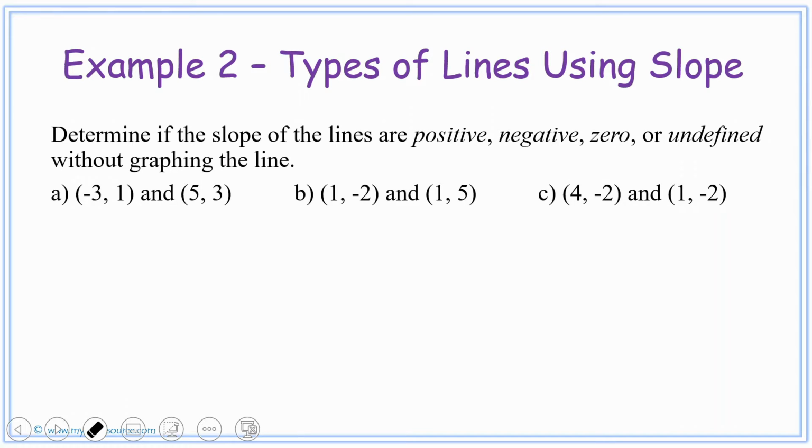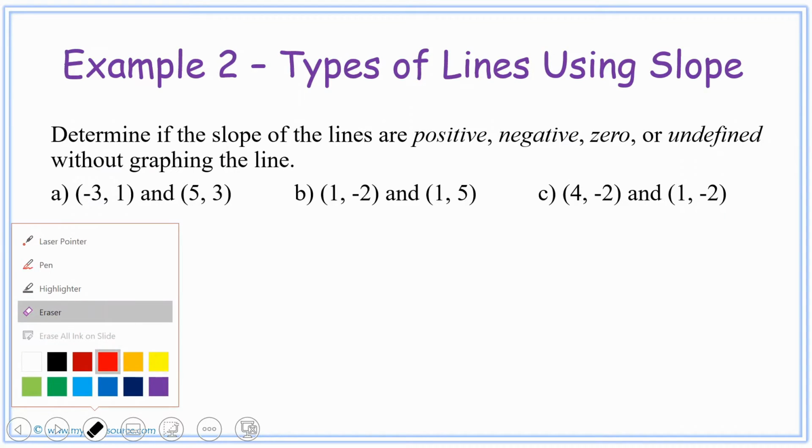All right, so let's go ahead and see what that will look like in a more realistic scenario where we're actually finding the points on a line. Let's determine if the slope of the lines are positive, negative, zero, or undefined without graphing the line. So for A, we have the points negative 3, 1, and 5, 3. And we're going to go ahead and determine this without a graph. All right, let's go ahead and do that.